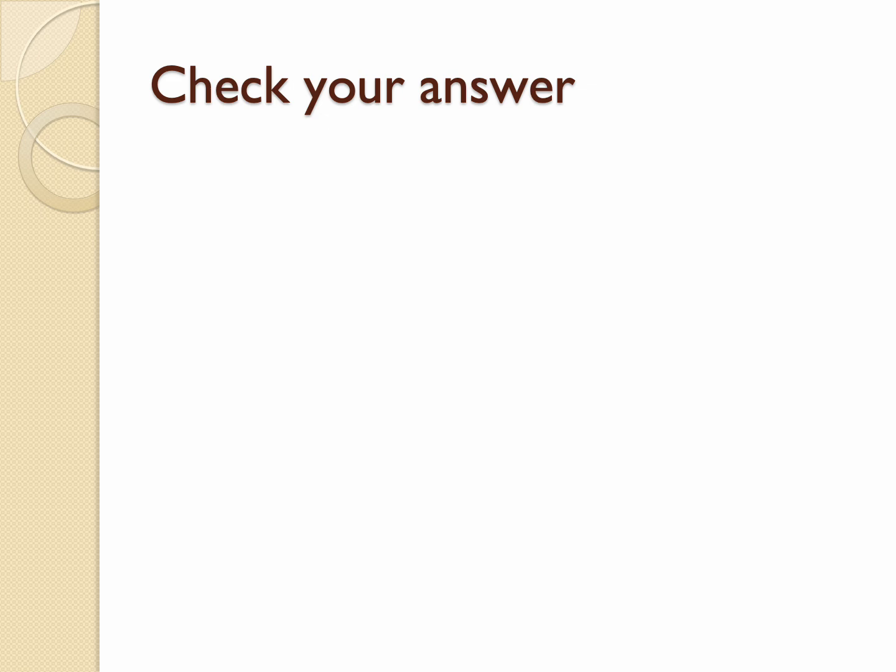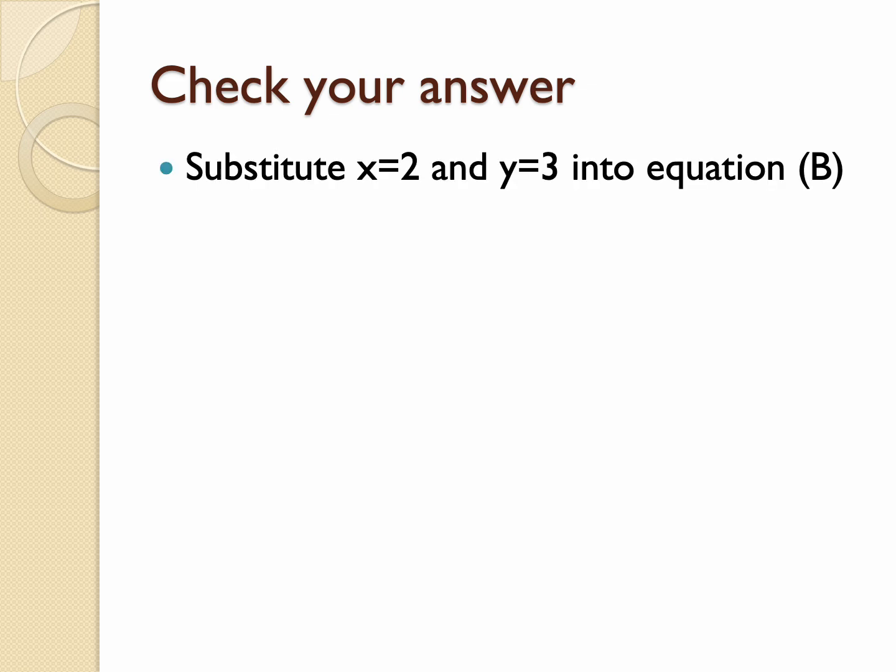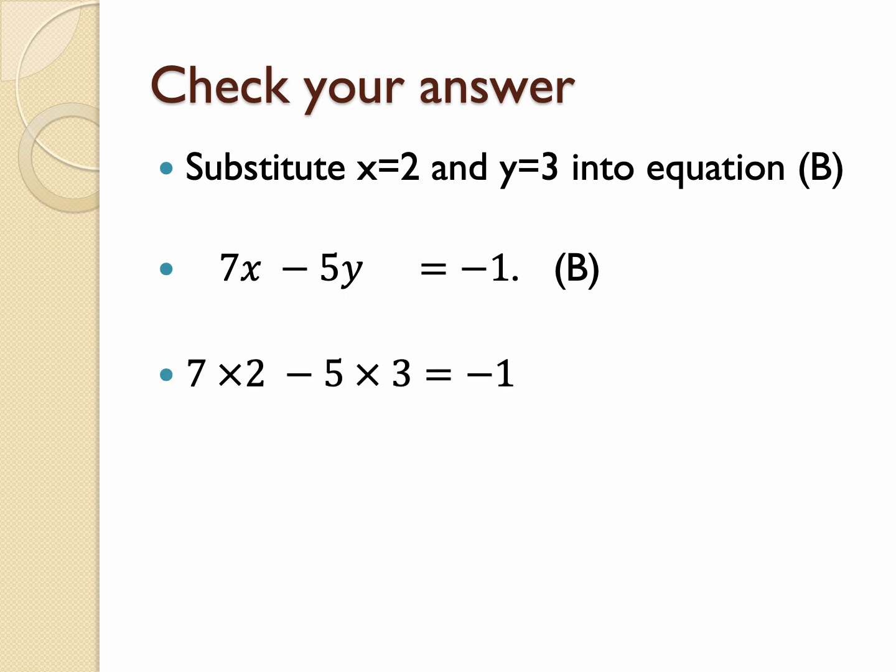Well, we have to check our answer, right? So how do we do that? Let's take the two values, x equals 2 and y equals 3, and substitute into one of the two equations that we had. Ideally in both of them, but let's just try to substitute in one of them. So let's pick equation B. Again, I'm rewriting it for your convenience. This was 7x minus 5y equals minus 1. We substitute x equals 2 and y equals 3 in this. That means 7x becomes 7 times 2, 5y becomes 5 times 3, and the right-hand side remains unchanged. It is minus 1.